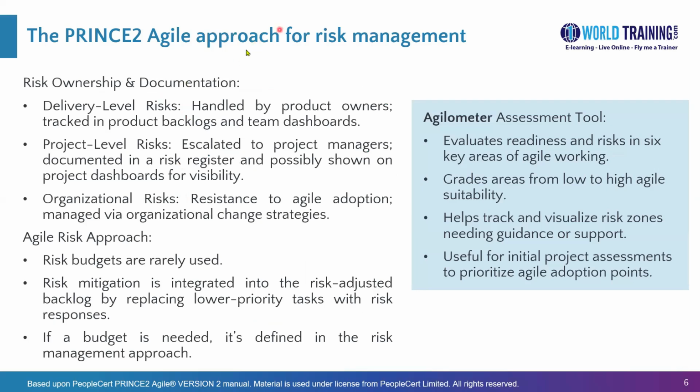A few more things regarding the risk approach in PRINCE2 Agile. As mentioned earlier, there are delivery level risks and project level risks. Delivery level risks are handled by the product owners and tracked in product backlogs, and also reflected on the team dashboards in a summary form. We will take a closer look at how risks are depicted or shown in the product backlog.